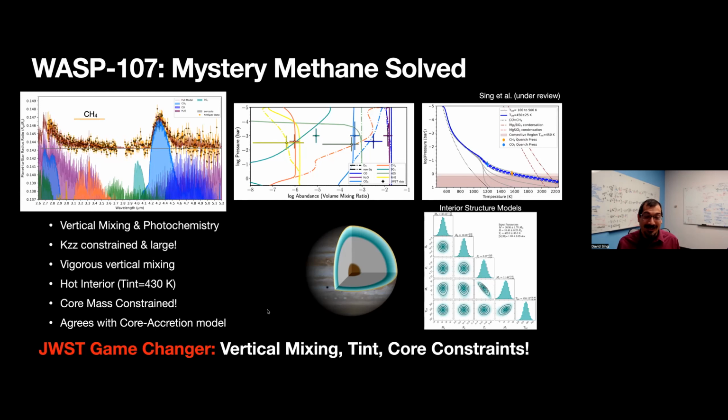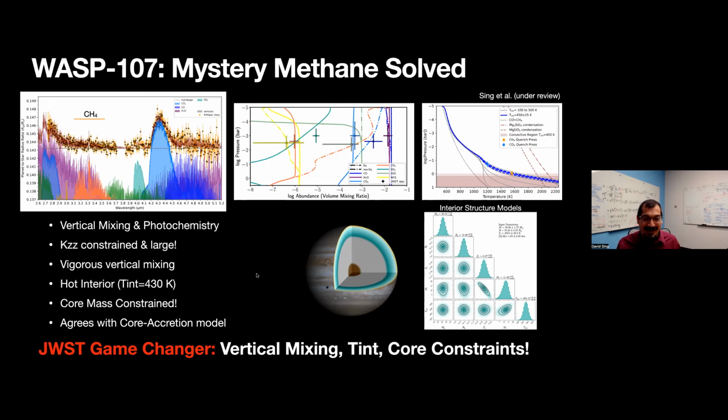So this is, I think, the first time the core mass has been constrained in an exoplanet. And this is quite different than the previous upper limits before. These constraints agree very well with the core accretion model. So I don't think we have to throw out the core accretion model or do anything quite drastic with it.